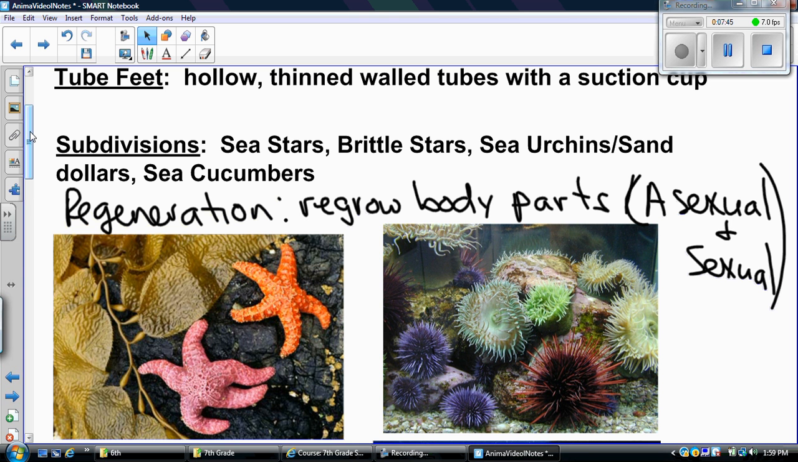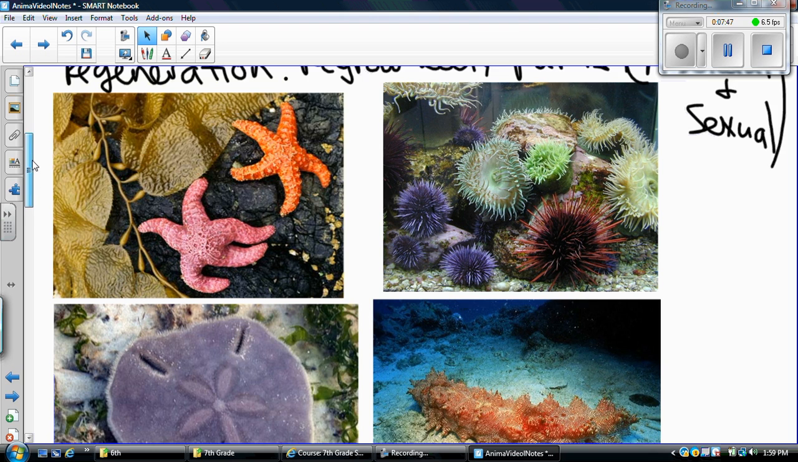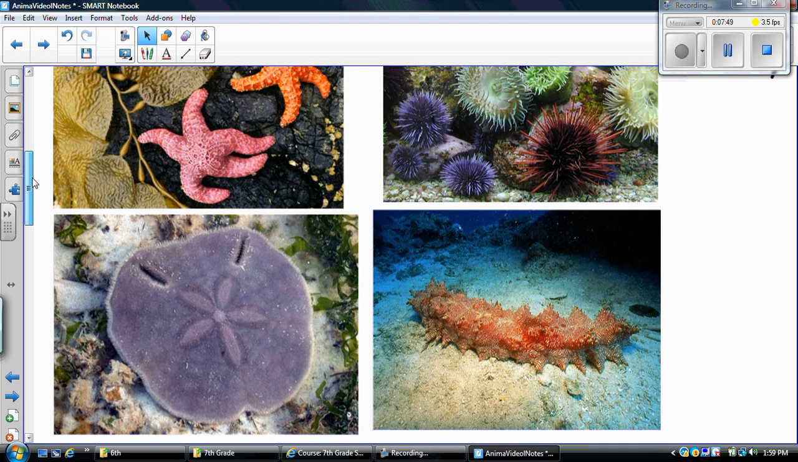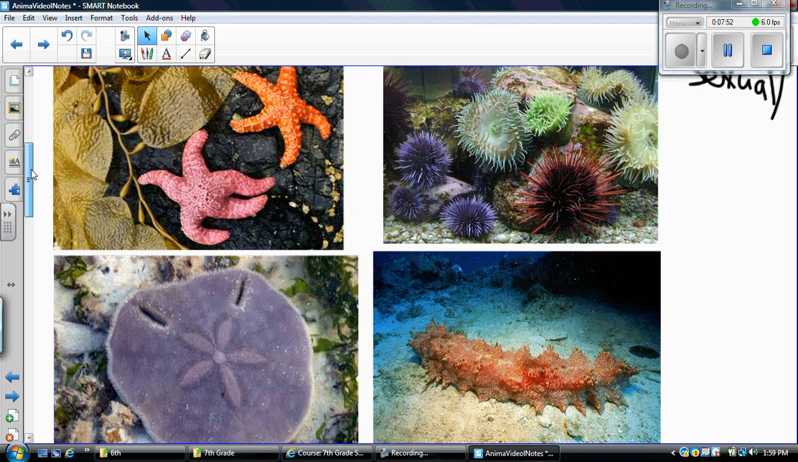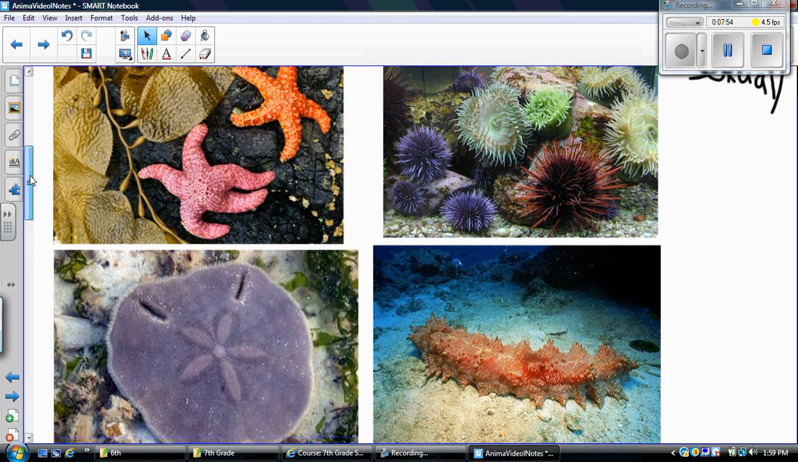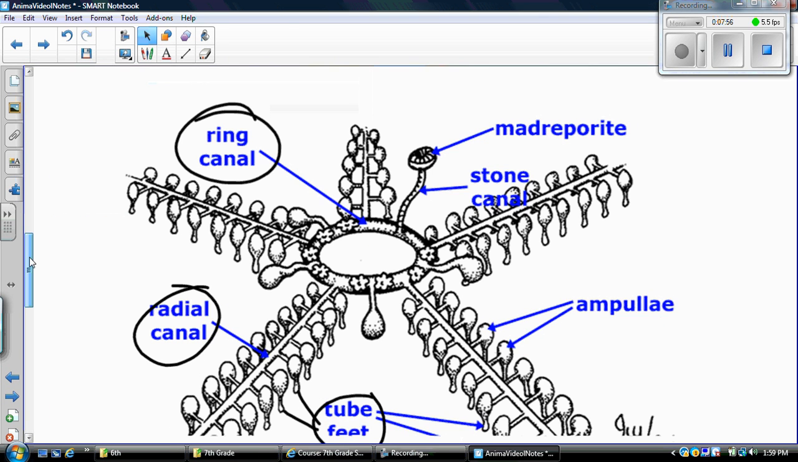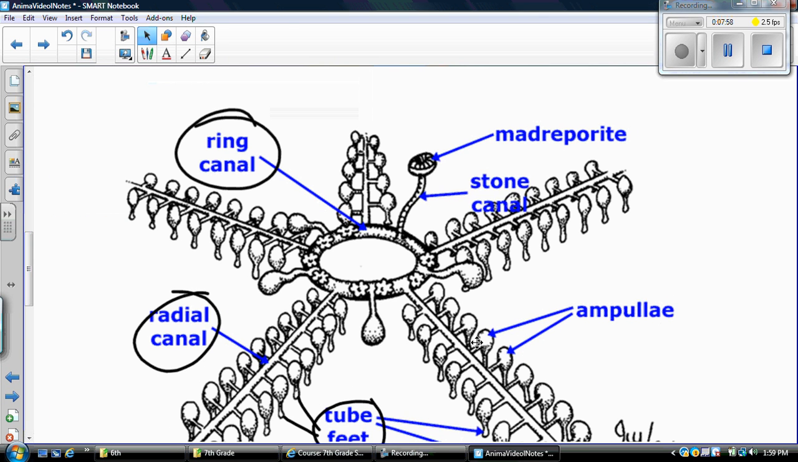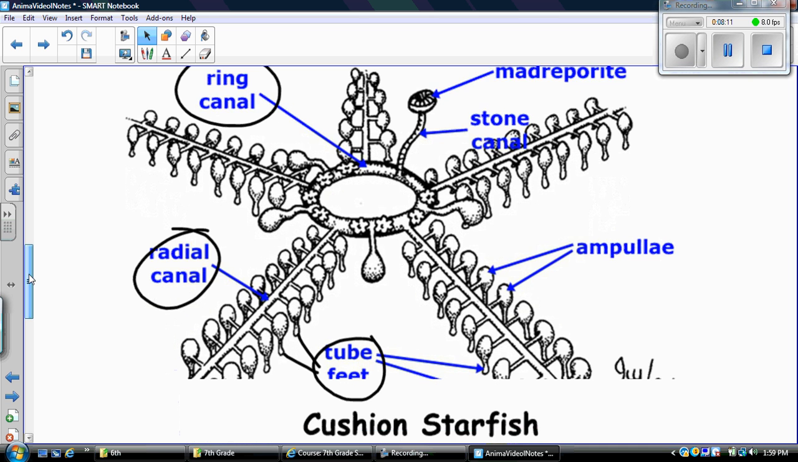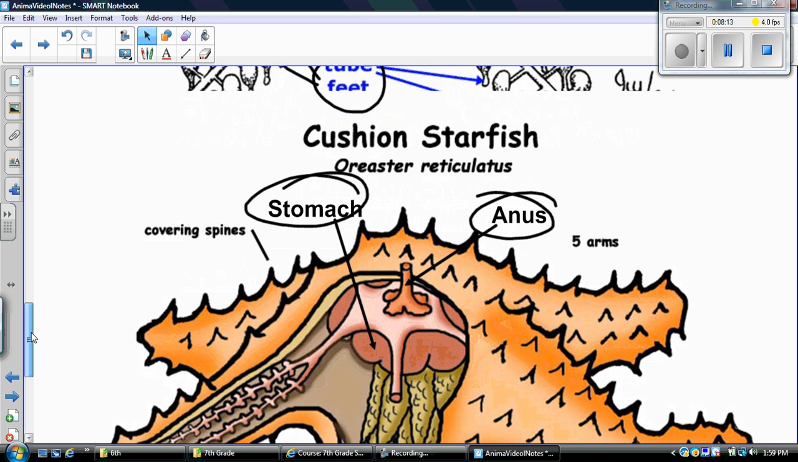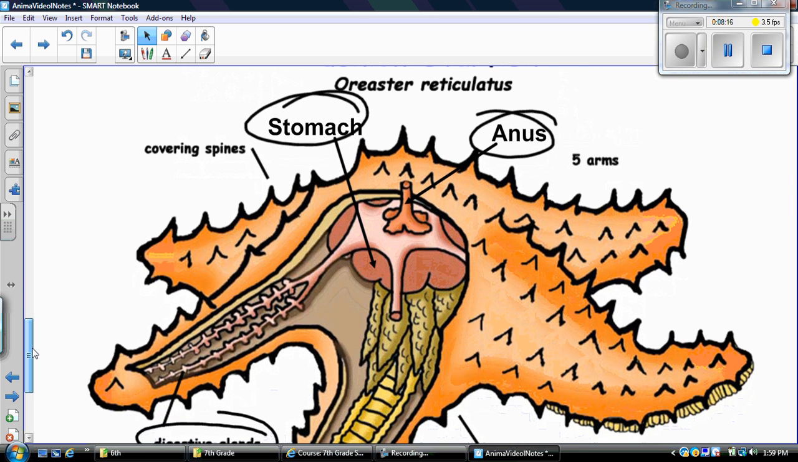So there's some starfish, there's some sea urchins, sand dollar, sea cucumber. They're one of the neatest looking animals that we have. So this is what I was talking about, the ring canal. This is the water vascular system, and the canals are attached with tube feet. And this one may be an example of a radial symmetry. Here's the inside of a starfish.